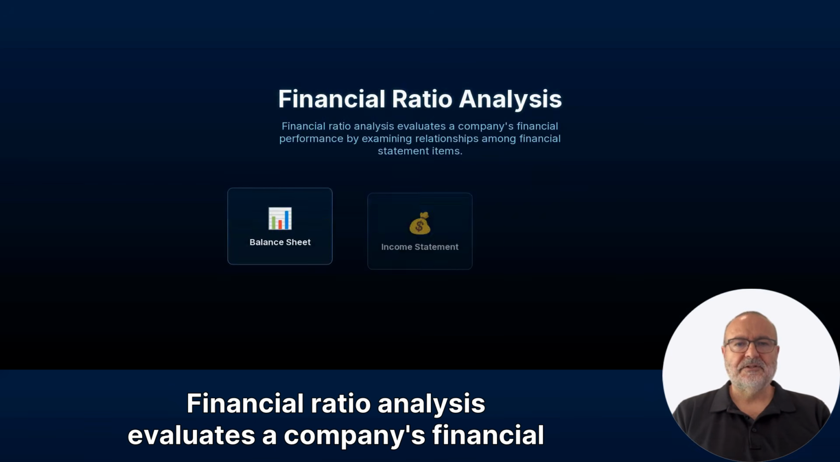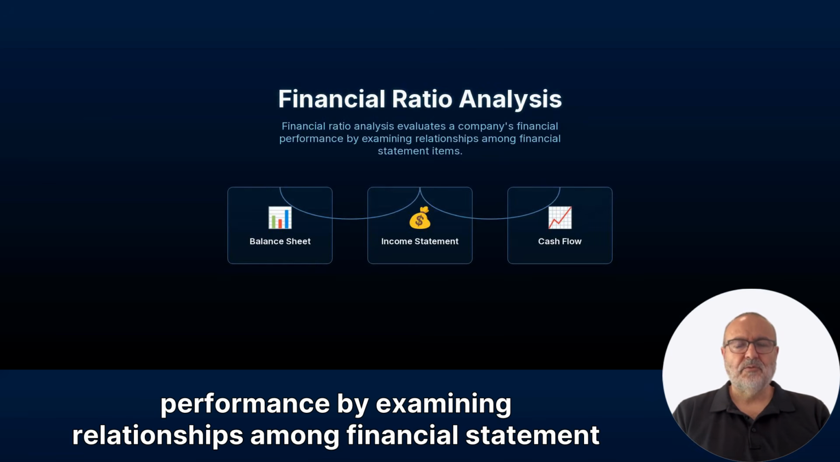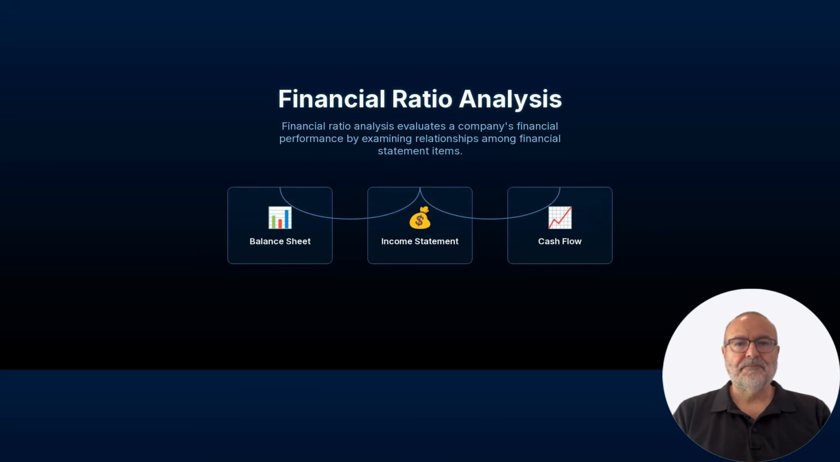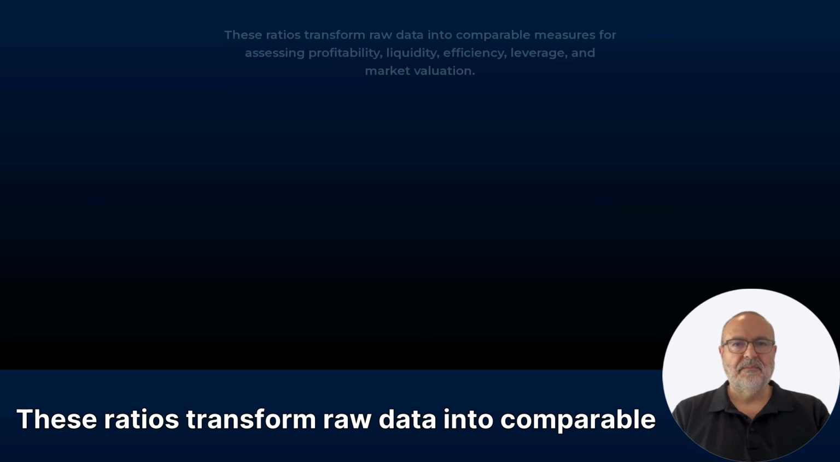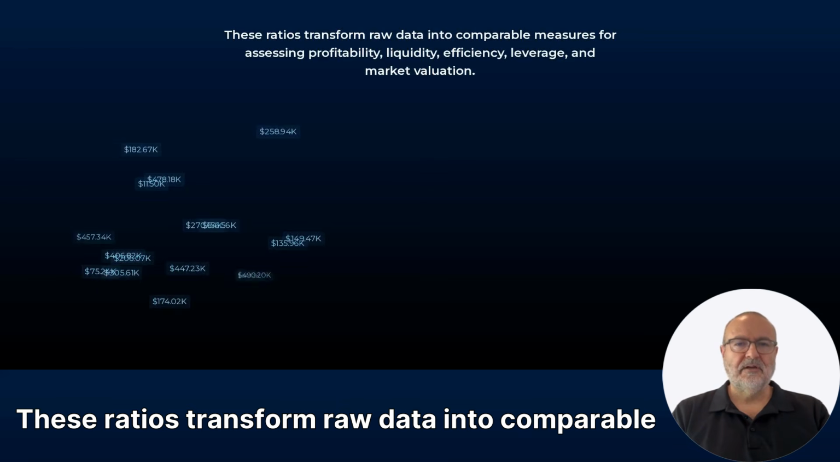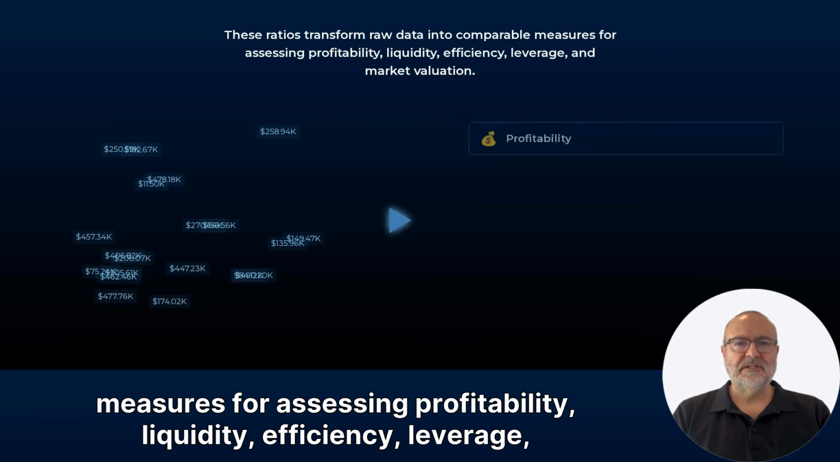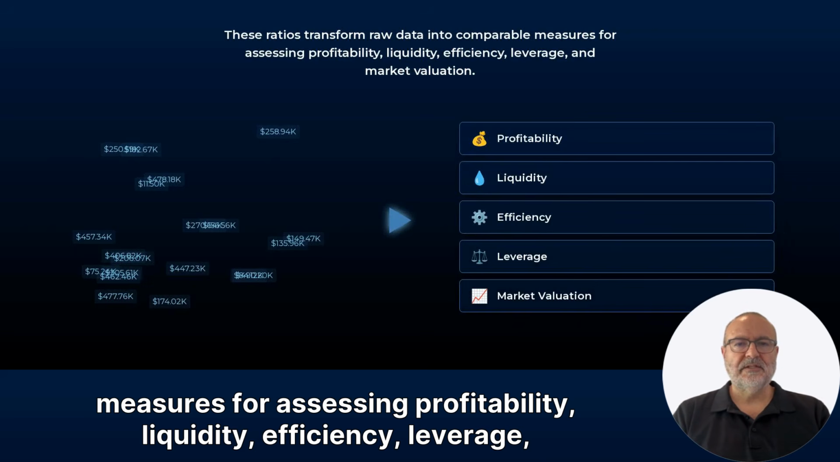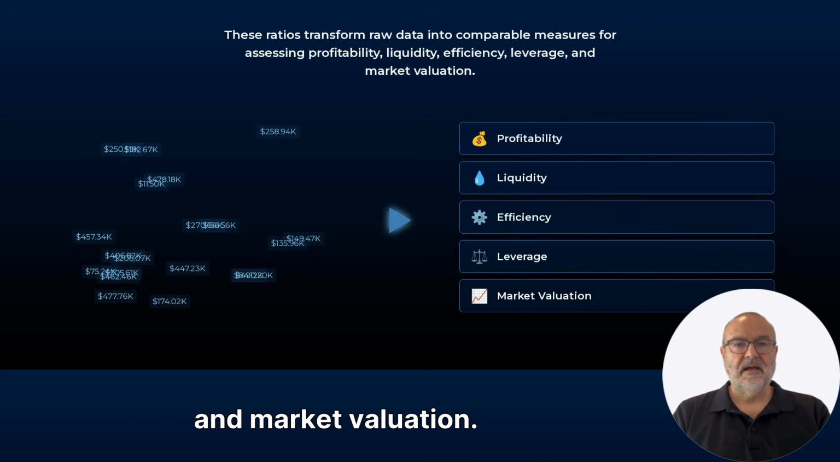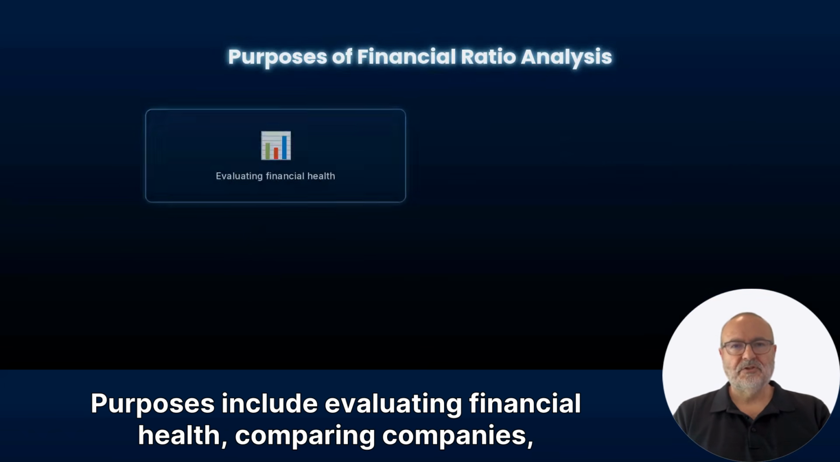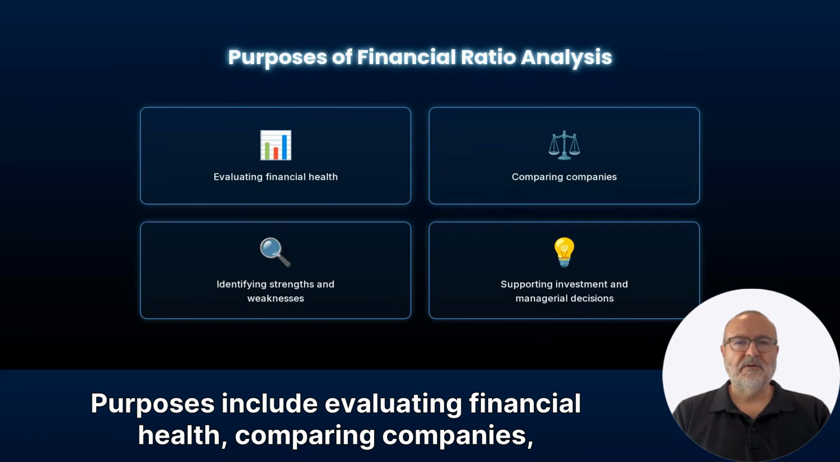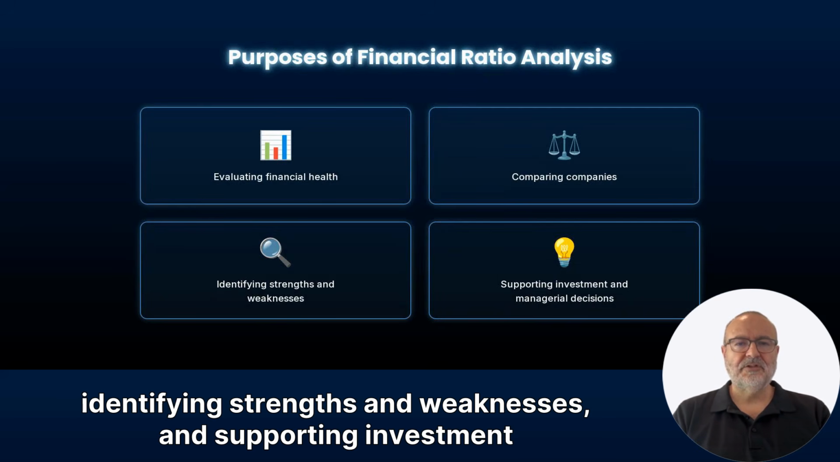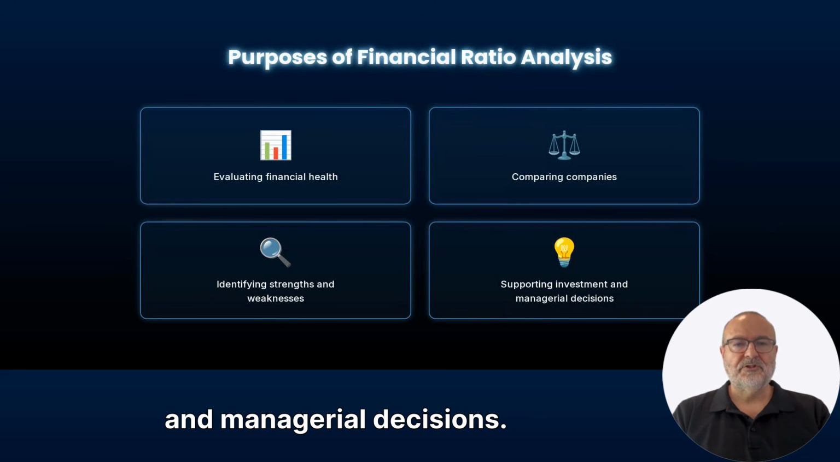Financial ratio analysis evaluates a company's financial performance by examining relationships among financial statement items. These ratios transform raw data into comparable measures for assessing profitability, liquidity, efficiency, leverage, and market valuation. Purposes include evaluating financial health, comparing companies, identifying strengths and weaknesses, and supporting investment and managerial decisions.